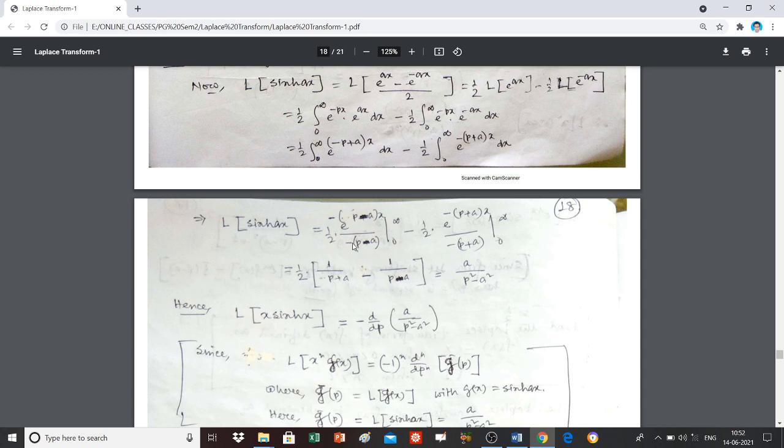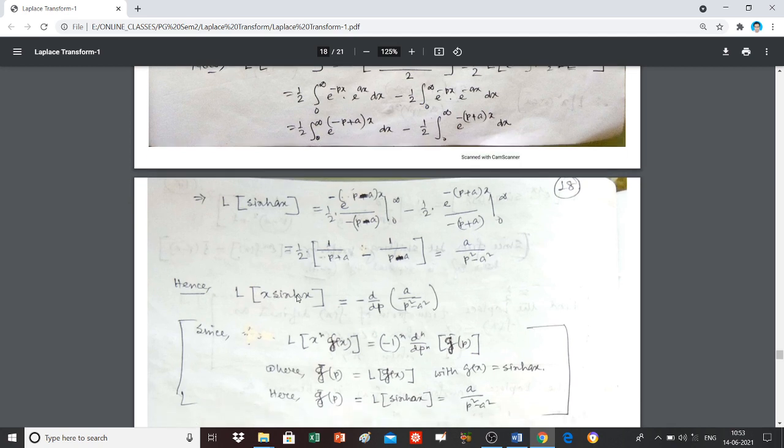We have computed this type of calculation before, and therefore we are not going through the detailed one, but you can compute the details of all the steps. You can go through all the steps. So that is here, and from here a by p square minus a square. So the Laplace transform of sine hyperbolic ax is equal to a by p square minus a square.